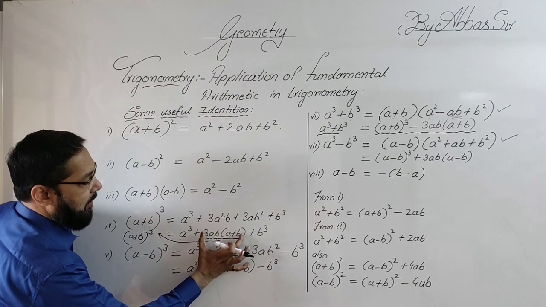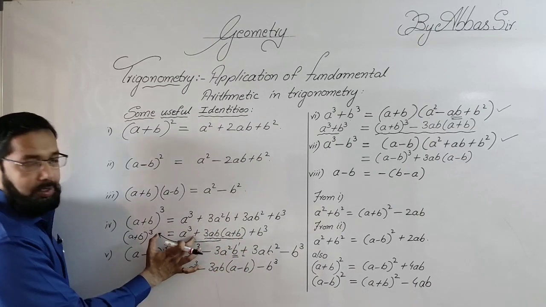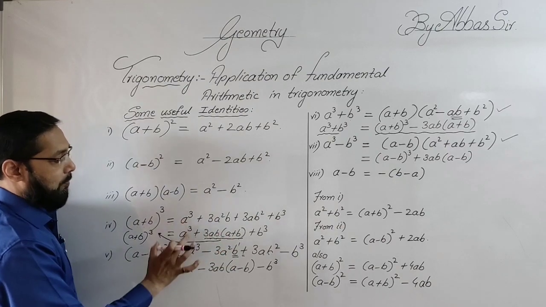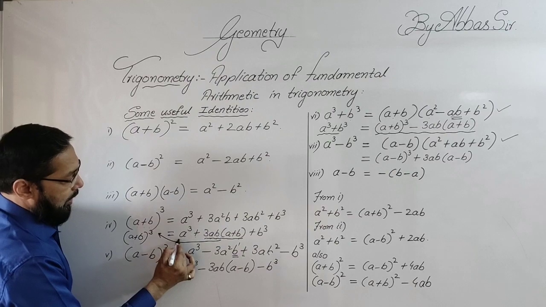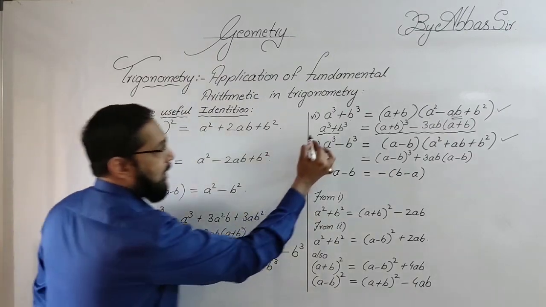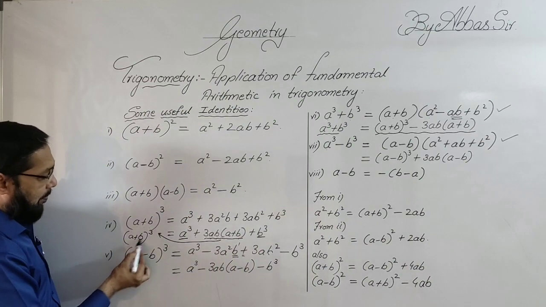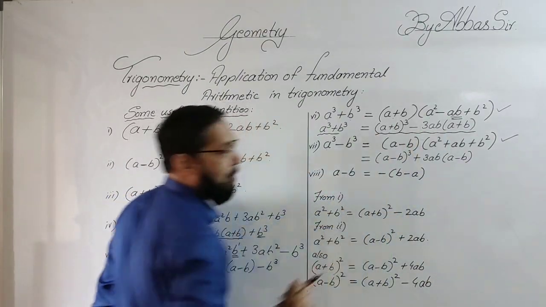This entire thing is one term. So when I take this entire term from one side to the other side, the sign will change. Correct? Are you all getting this? Now you can see that once I shift this from here to here, only a cube plus b cube is left. Therefore, a cube plus b cube is equal to a plus b the whole cube minus 3ab into bracket a plus b.